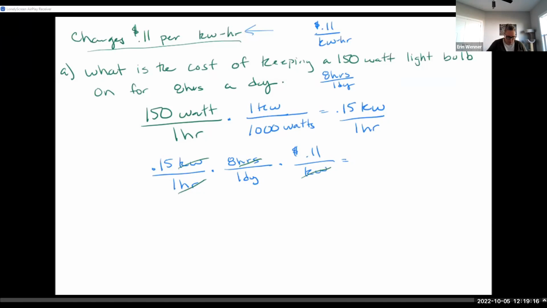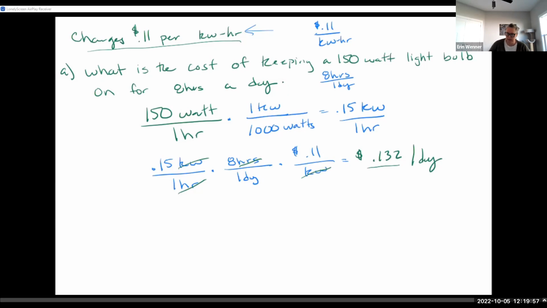So we multiply this, we've got 0.15 times 8 times 0.11, which is going to give us $0.132 or 13.2 cents is how we would read that per day. So that's how much it costs to keep that 150 watt light bulb on for 8 hours a day, right? Your instructions in the little parentheses say round to 3 decimal places as needed. So we would use that full answer there, all of the 0.132.